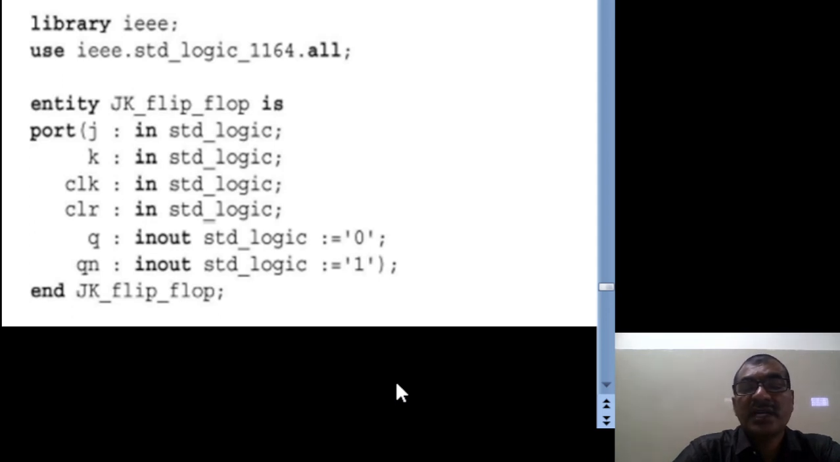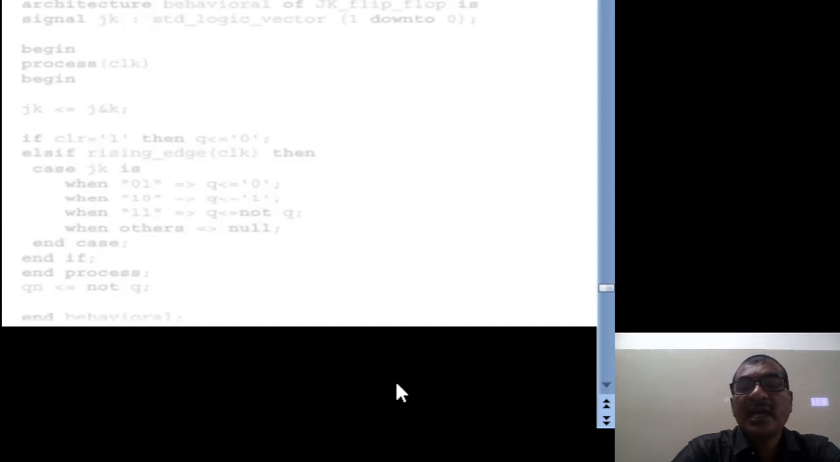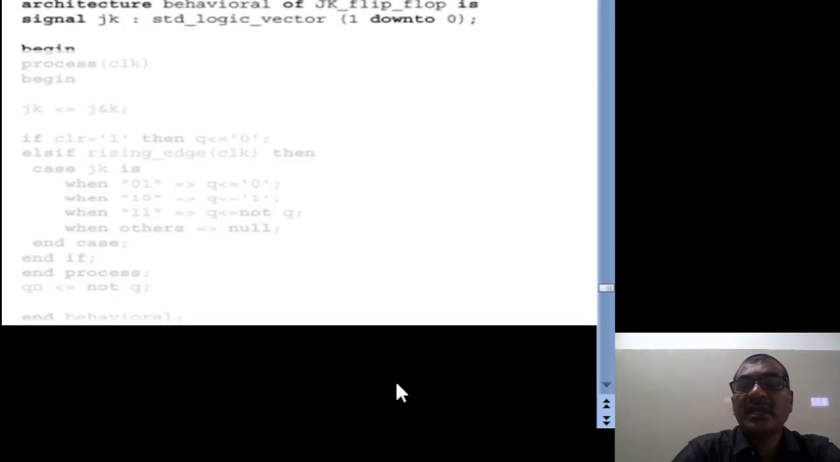Then coming to entity declaration, it includes all input ports and output ports. Here the different input ports are J, K, clock. Of course clear is an asynchronous input. Q and Qn are the outputs. All input and output ports are declared. Then coming to the architecture body, here also it is written in the behavioral model.